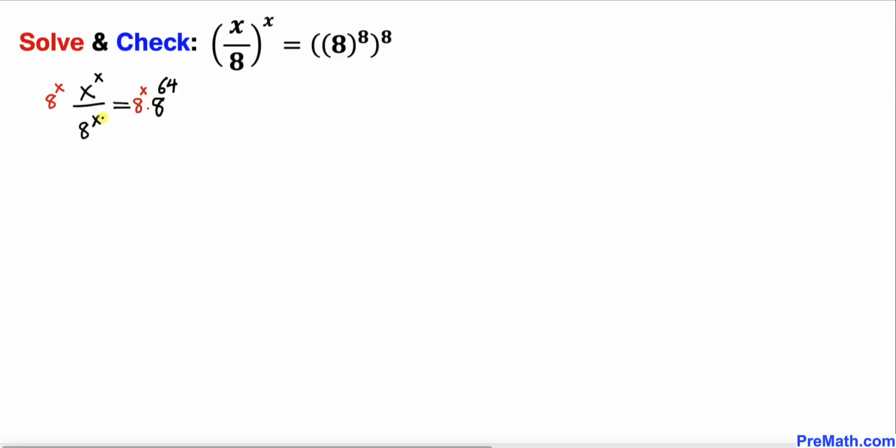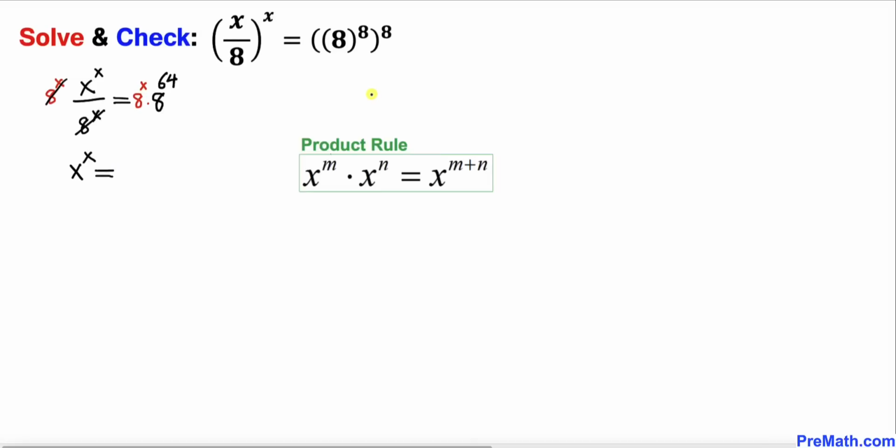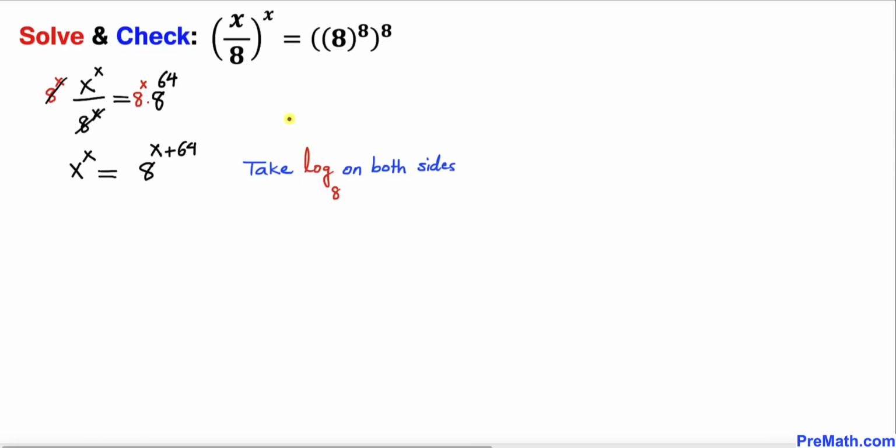So on the left hand side, this thing and this is gone. So we ended up with x power x equals to, and now let's recall this product rule. According to this rule, the right hand side could be written as 8 power x plus 64. And here's our next step.